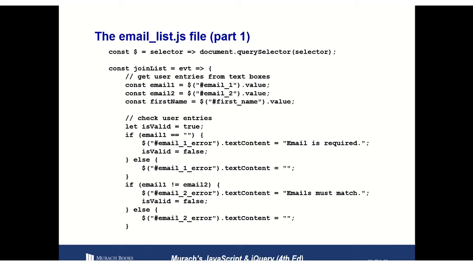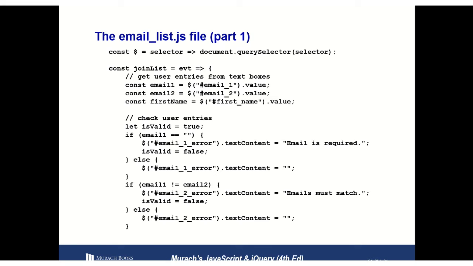Then the first statement in the joinList function uses the dollar parenthesis function to get the object that represents the first text box in the HTML. This statement also uses the value property to get the value. To get the value, you use dot value, the dot value of that element, whatever value you choose.